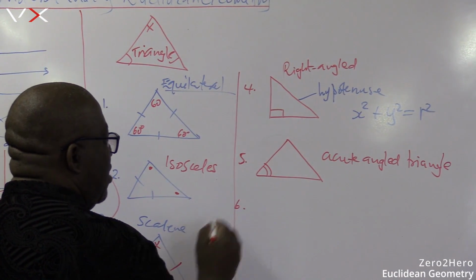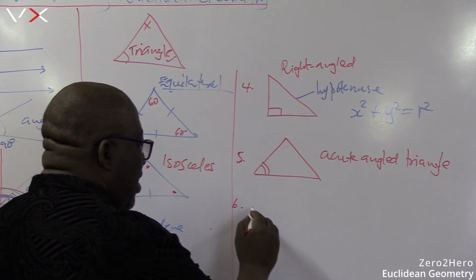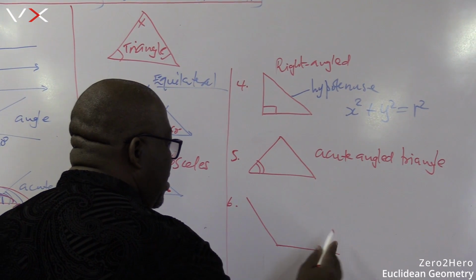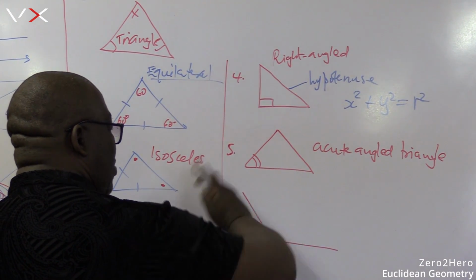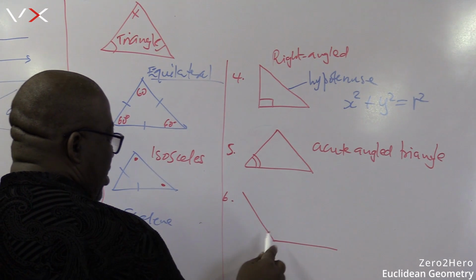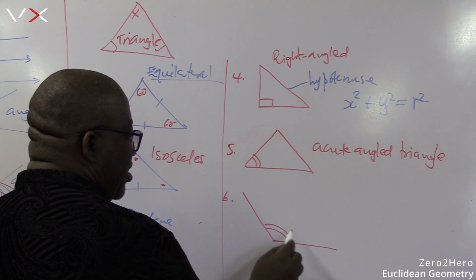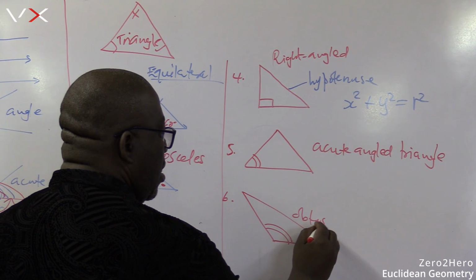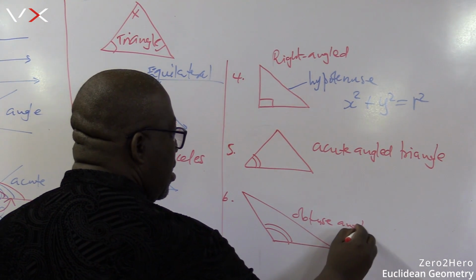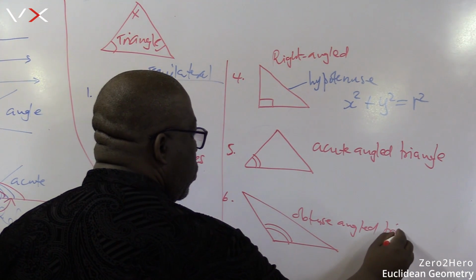Number 6, let's look at this triangle. Remember, this is 0, this is 90, this is above 90 now, but less than 180. So it's in the second quadrant. So this angle is obtuse. So if I close it, I will have an obtuse angled triangle.